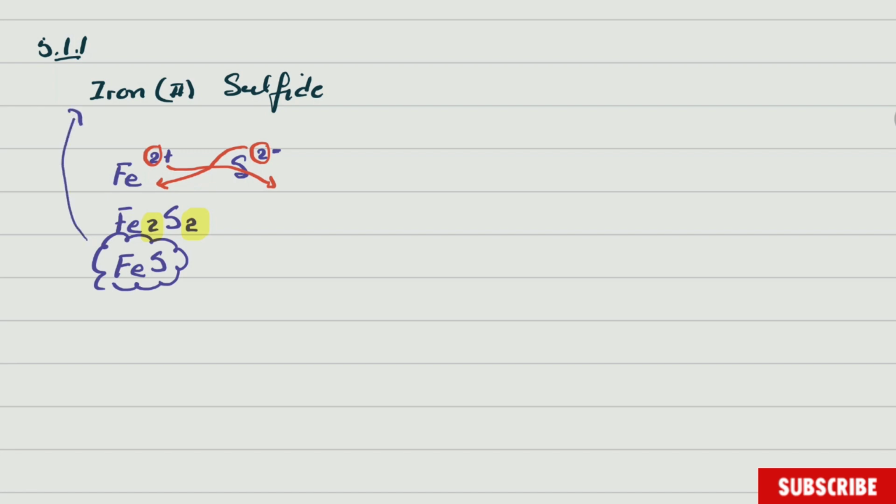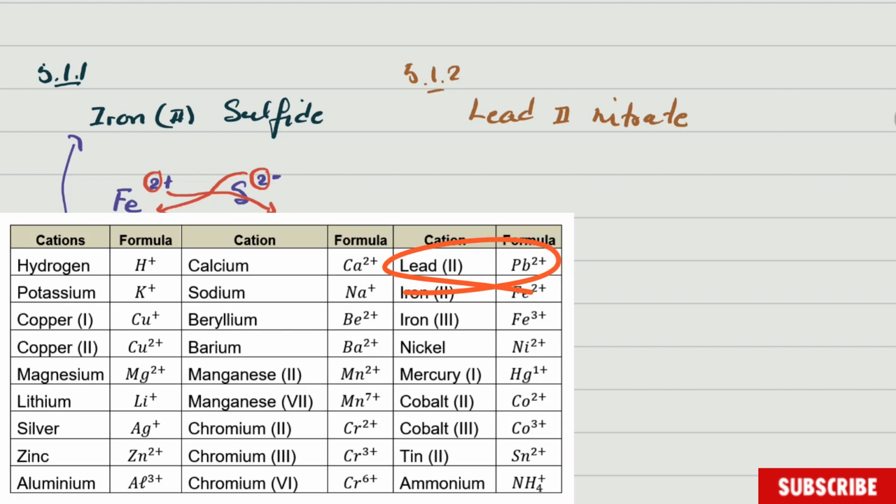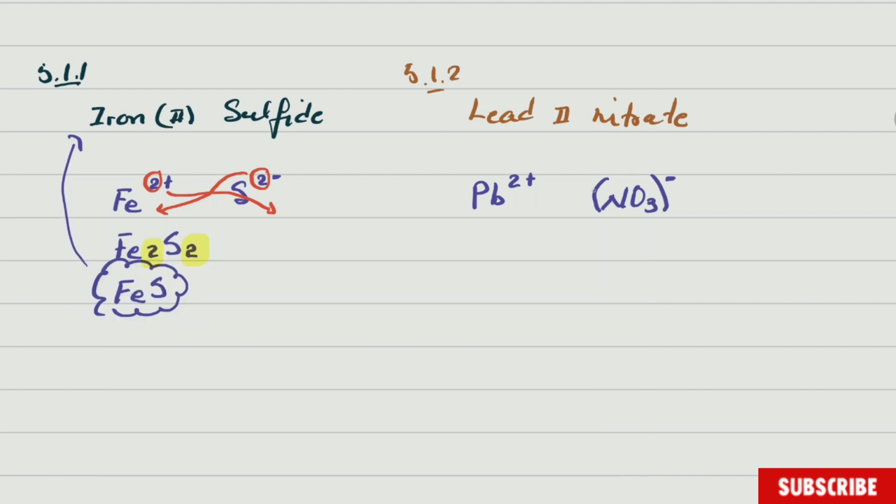Let's go to question 5.1.2. Now, question 5.1.2 is lead 2 nitrate. Now, for lead 2 nitrate, you need to know that lead 2 is going to be Pb2+, that is lead 2. And nitrate, which is a very important ion here, is going to be NO3. Now, the 3 is only for O, but this minus here is for everything. So I'm going to do it in brackets so you understand what I'm saying. So this minus here is for the entire ion, guys.